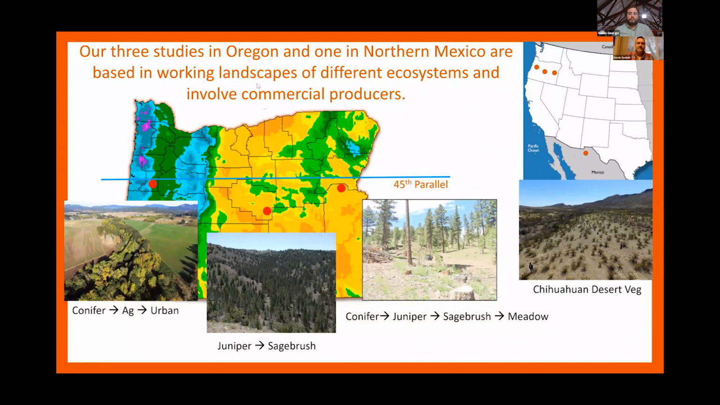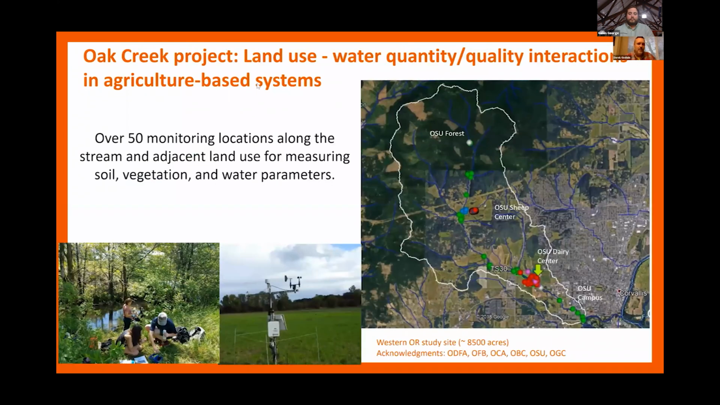What I'm mostly working in is a project in Western Oregon in the Willamette Valley on an Oak Creek watershed. And within this watershed, we have a variety of monitoring locations, looking at everything from soils and soil moisture to vegetation cover to a variety of water quality parameters. But the focus of the study that I'm talking about is, as you see in the watershed here, we have monitoring stations for stream temperature from the headwater area all the way down to the mouth.